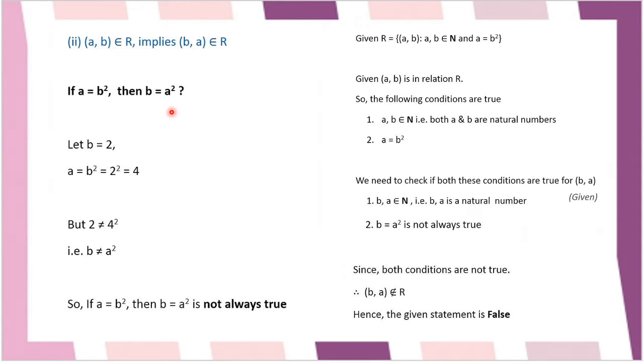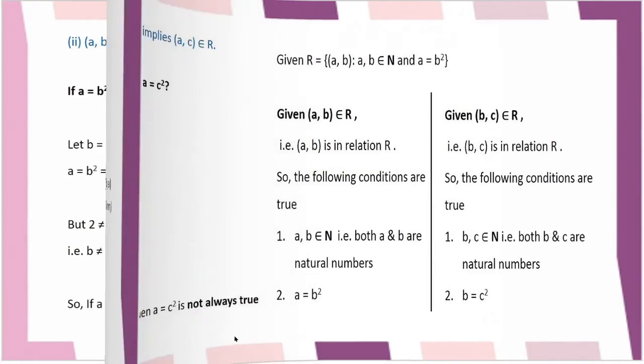So let's check for a few natural numbers. If I take b is equal to 2, so a is equal to b square, which means 4. If b is 2, so a is 4. But do you think b is equal to a square? Verify here. b means 2 is equal to a square, means 4 square. 2 is equal to 4 square. Is it true? No, this is not true. So it means this statement is also false.